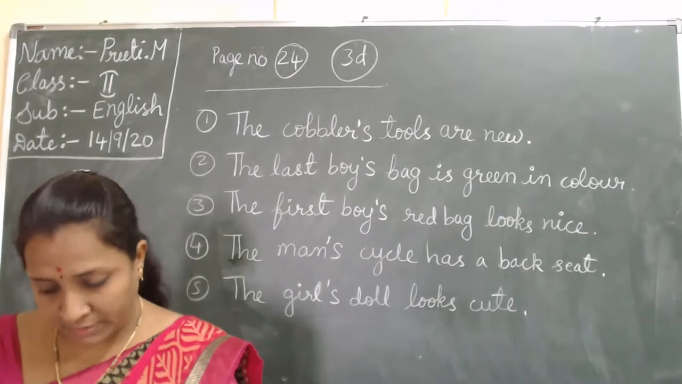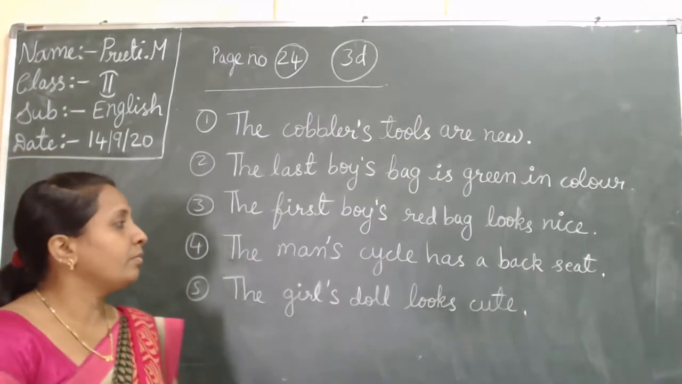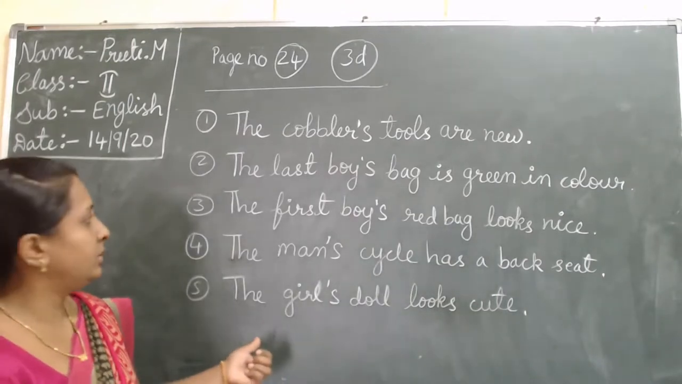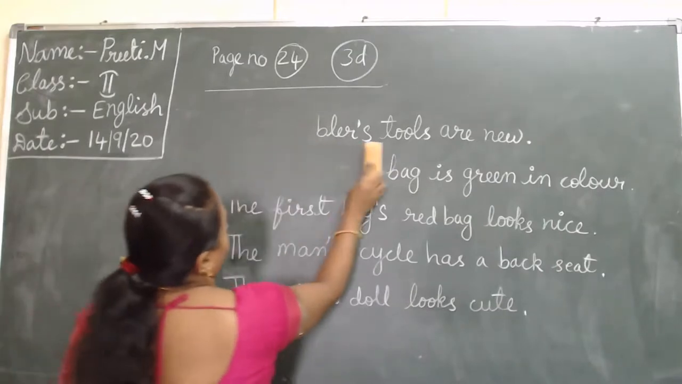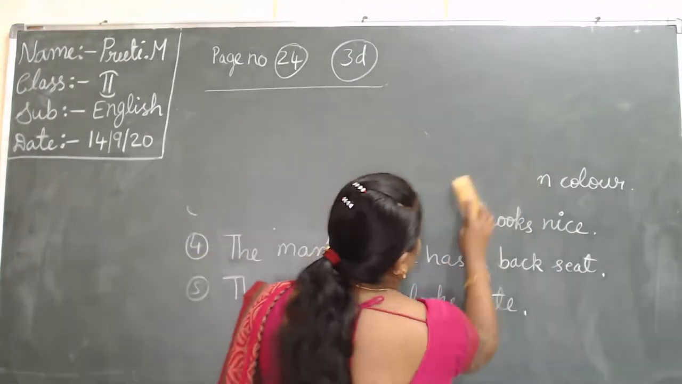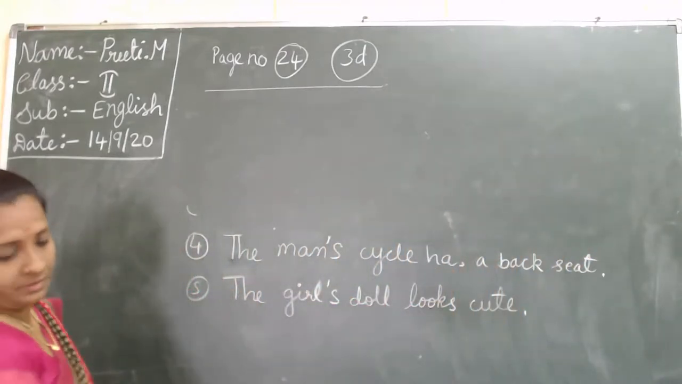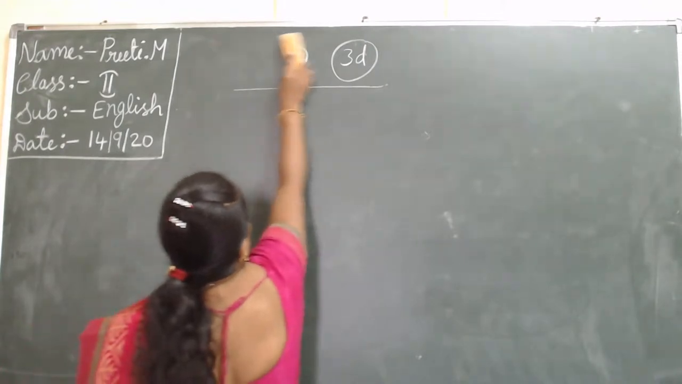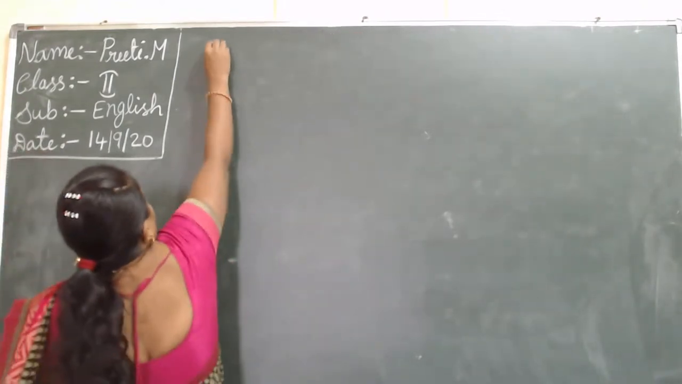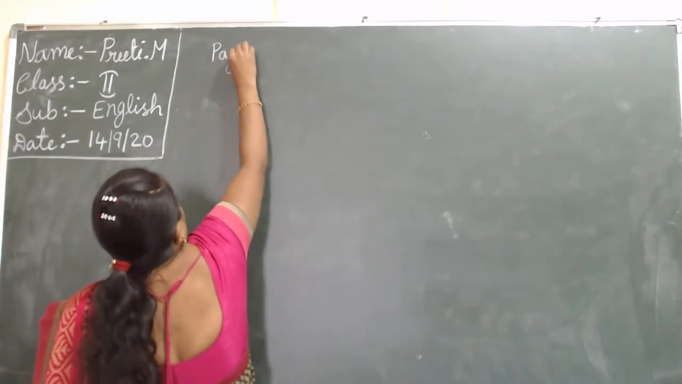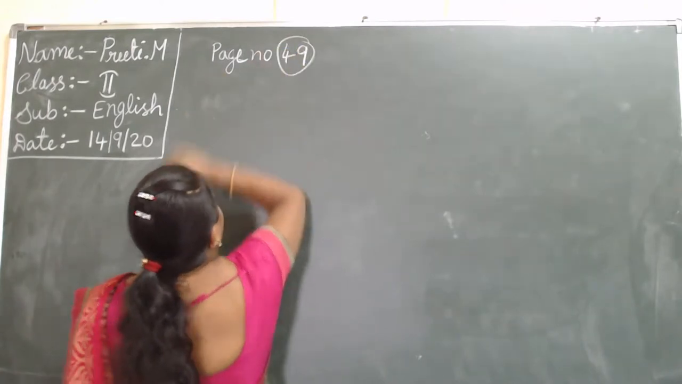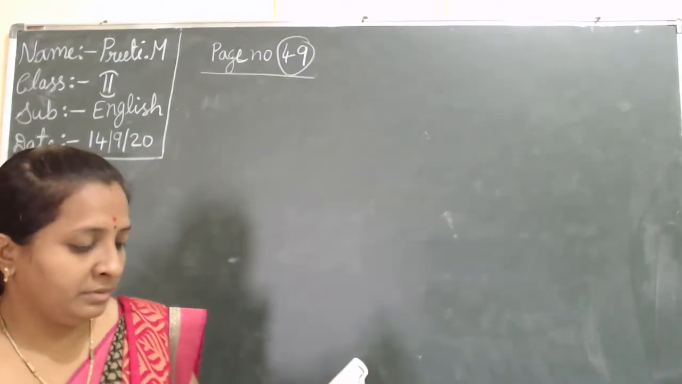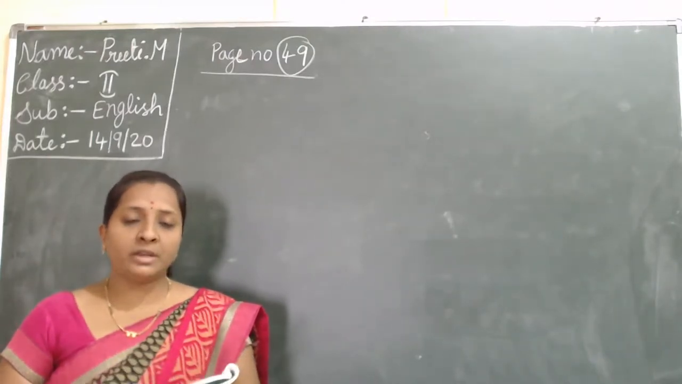Page number 49, children. Page number 49. Okay, children, shall I write this? I hope you have written this. Now, come back to your studio. Page number 49, children. Open your My Studio, page number 49. Open, children. Shall I read? Keep your finger on the word, children, and be ready with your pencil.